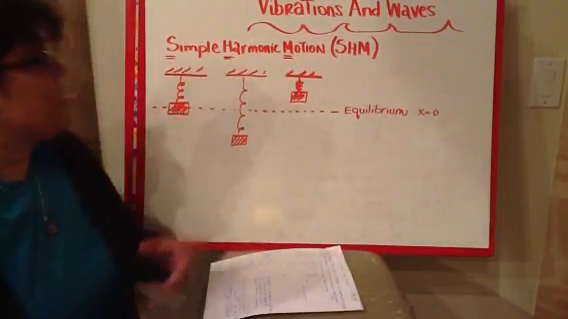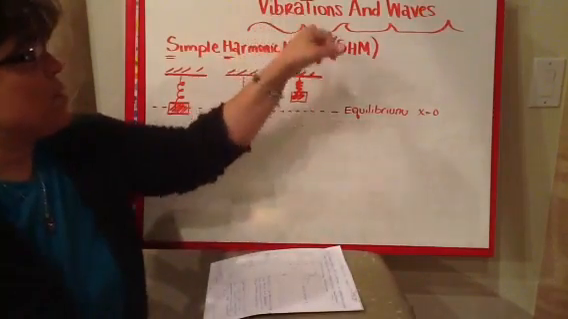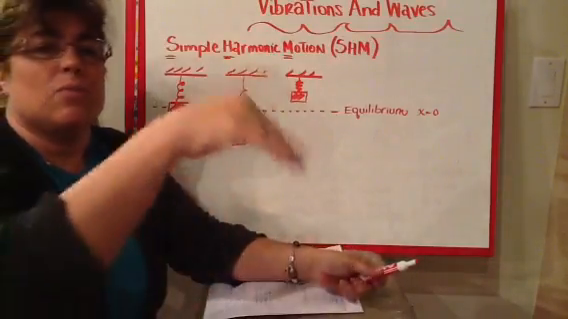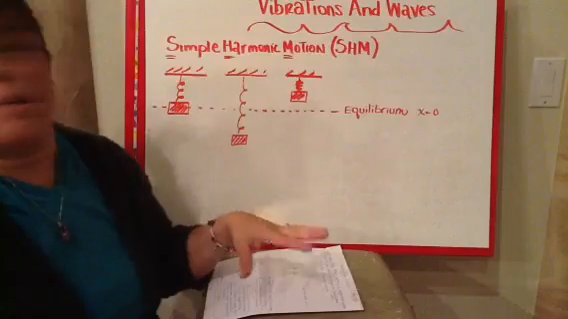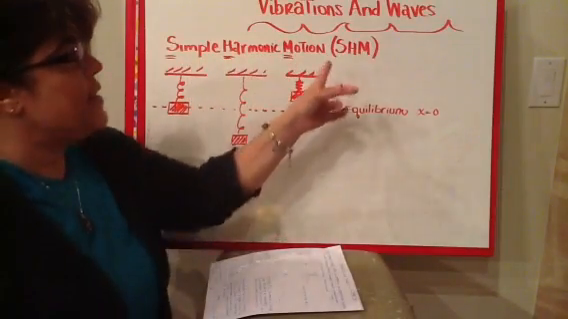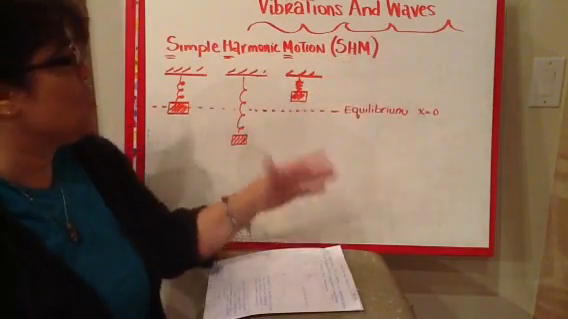Okay, so today we're going to be talking about something new in this chapter, and this is going to be the chapter on vibrations and waves. And what we're going to be talking about is things that are going to be repetitive through time. So we're going to be talking about a special type of vibration and wave called simple harmonic motion, and it is simplified SHM, simple harmonic motion.